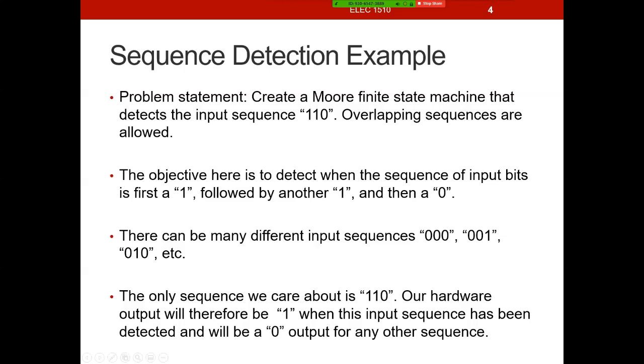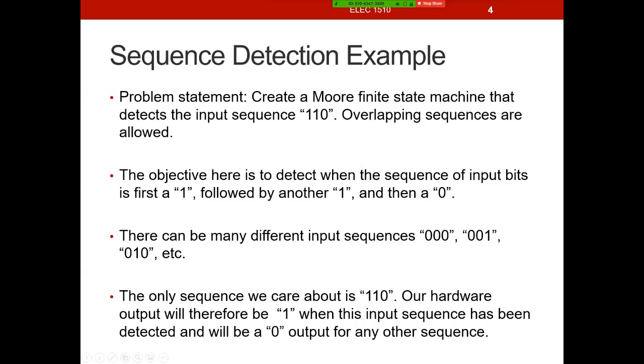The objective is to detect when the sequence of input bits is first a 1, followed by another 1, and then a 0. So we can assume the stream of bits comes in. We want to detect, first we see a 1, then we see a 1, then we see a 0. So this is the order we want to detect from left to right. We can have lots of different input sequences, like 0, 0, 0, 0, 0, 1, 0, 1, 0, etc. Many different sequences. We only care about 1, 1, 0.